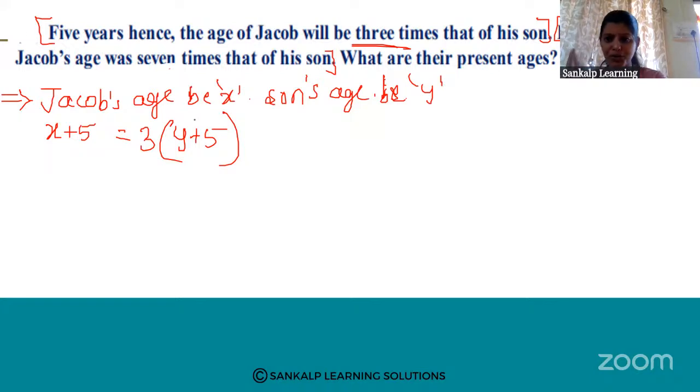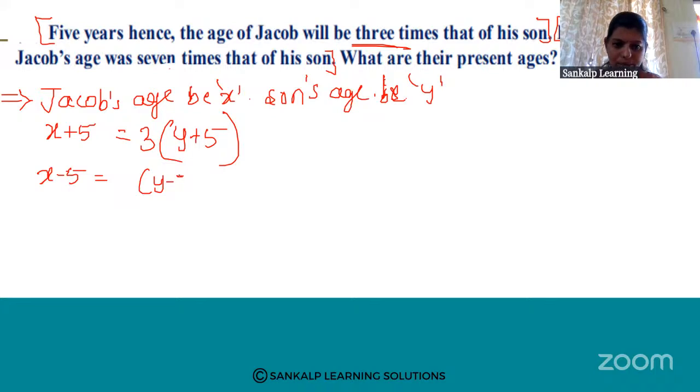3 times that of his son. His son's age is Y plus 5. Jacob's age is X plus 5. 3 times means 3 into Y plus 5, right? Next, 5 years ago. So if we go 5 years back, what will happen? Jacob's age was, 5 years ago means X minus 5. Jacob's age was 7 times that of his son.